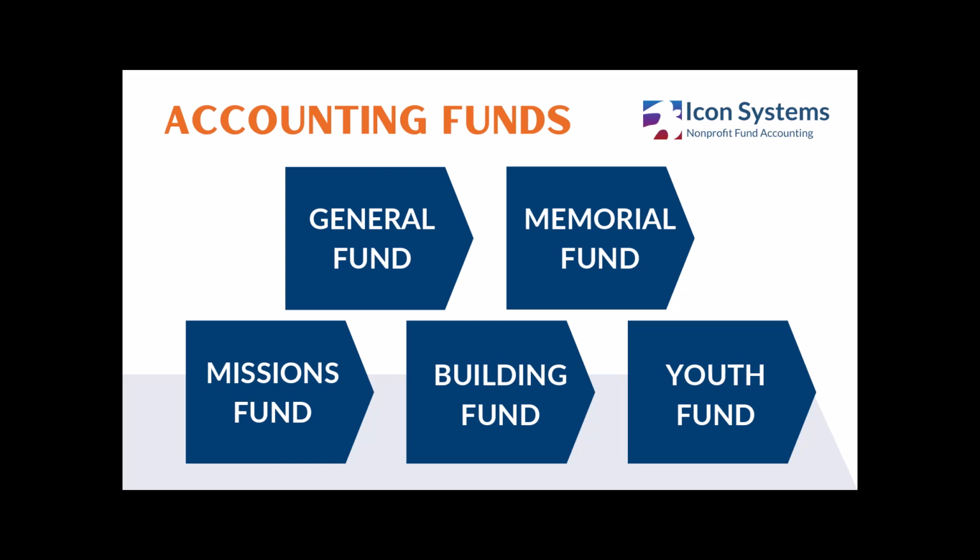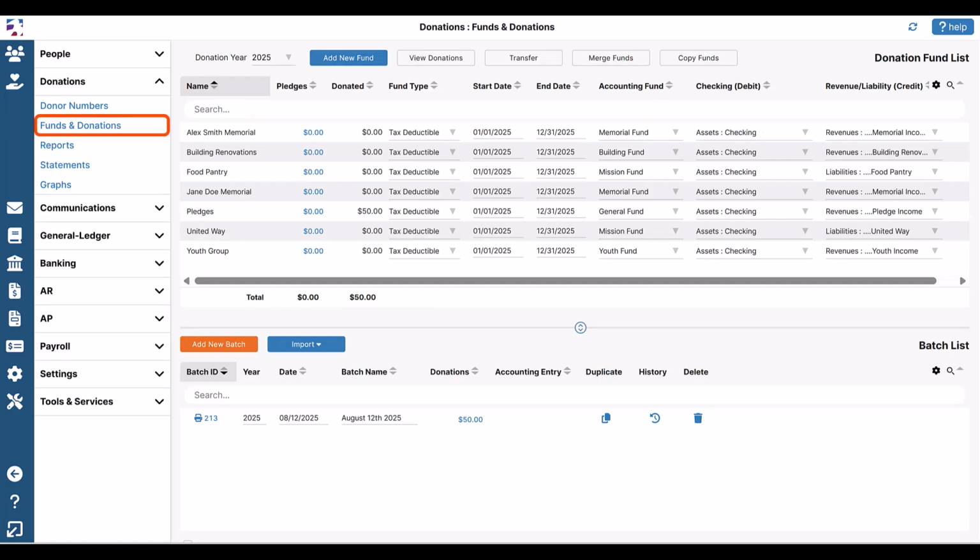Think of accounting funds as pots of money within your organization. As members make donations to specific causes or donation funds, this money is allocated to the appropriate accounting fund. Determining which accounting fund has permission to spend the money that is deposited into an asset account.